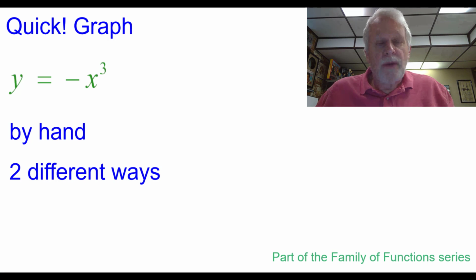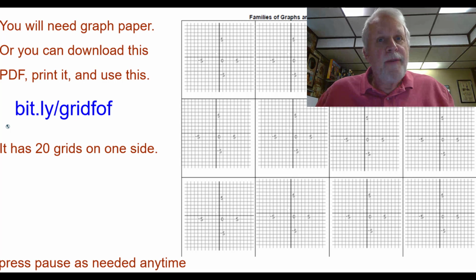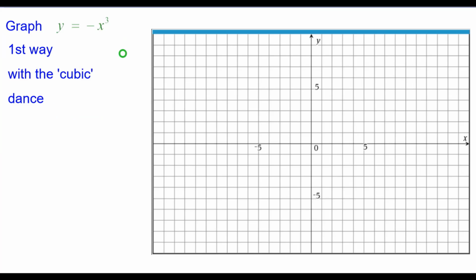Quick. Graph y equals the opposite of x cubed by hand 2 different ways. This is part of the family of functions series. You will need graph paper, or you can download this PDF and print it. Press pause as needed anytime during this video. The first way we're going to graph it is using what I call the cubic dance.